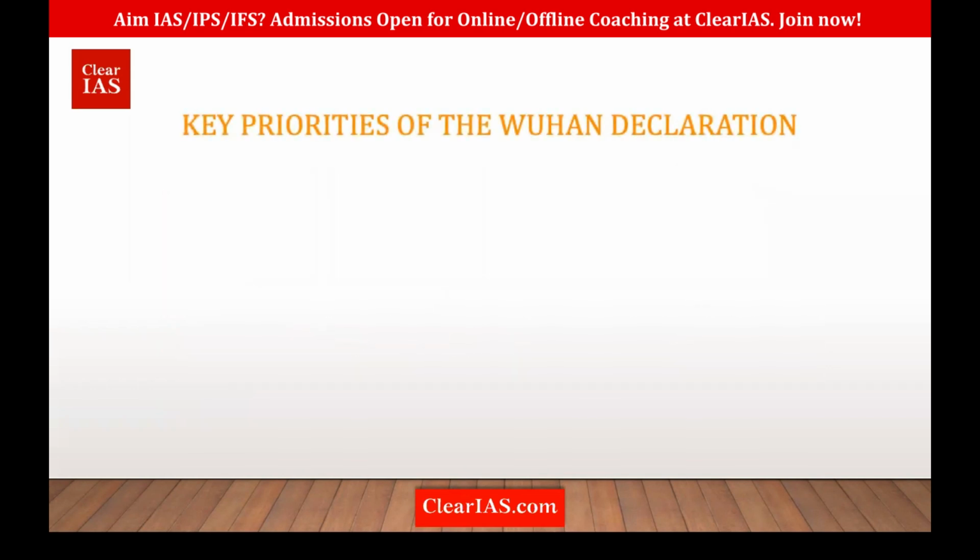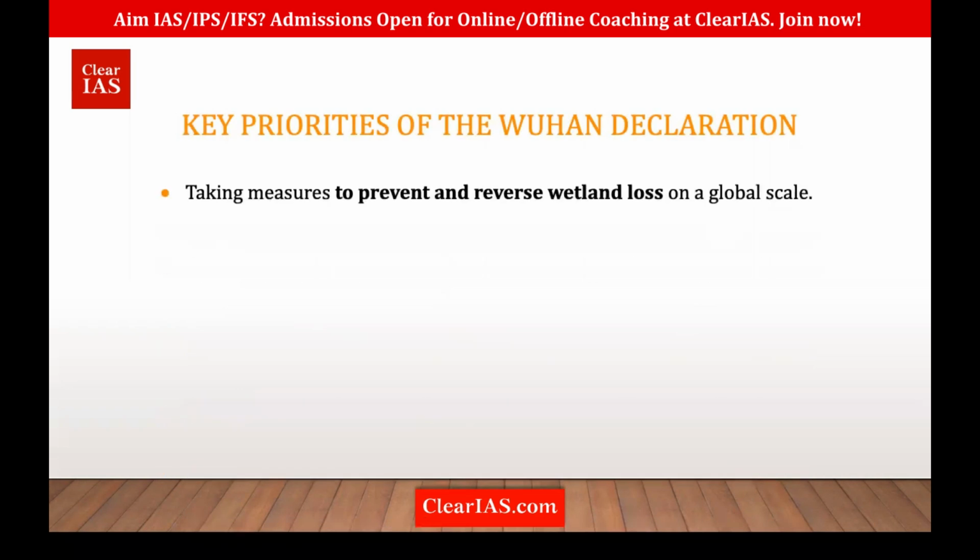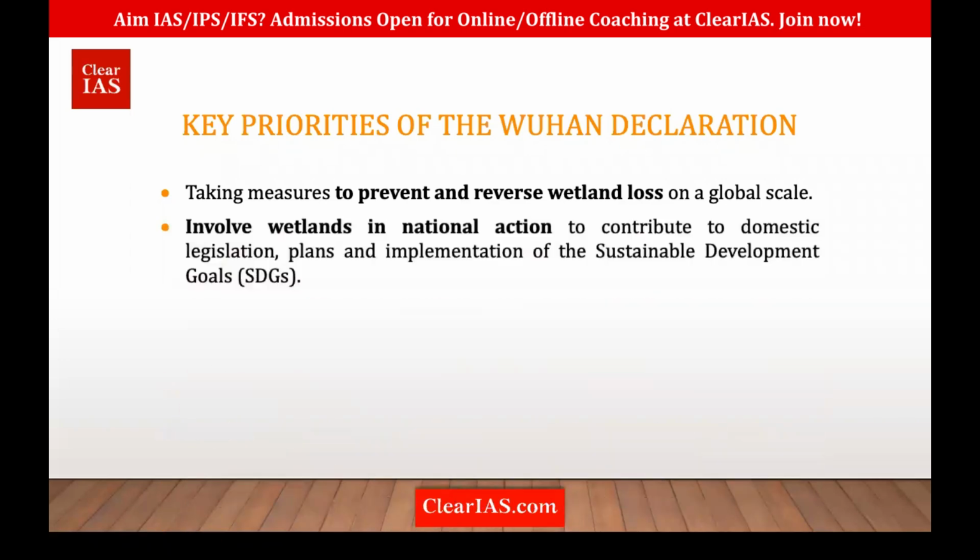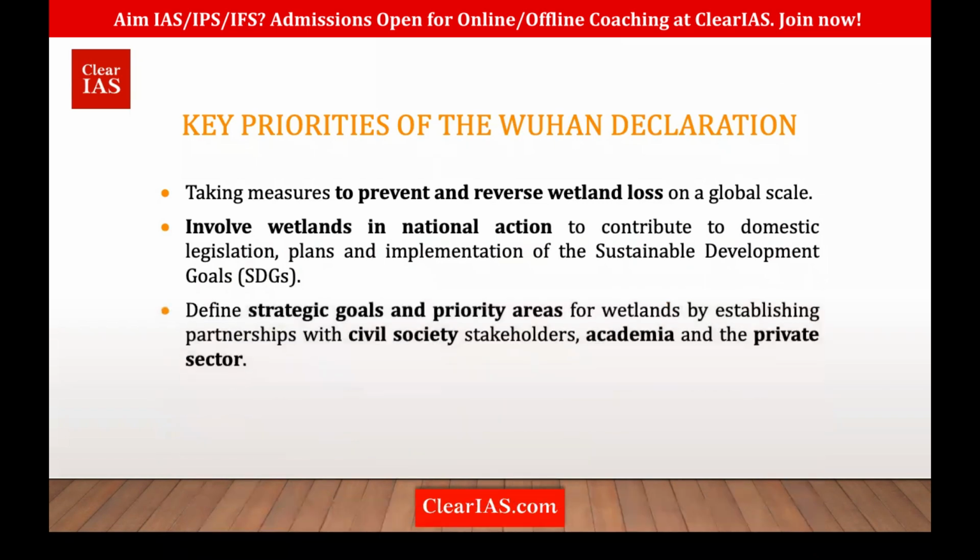Okay, and what are the key priority areas? Yes, they are trying to prevent and reverse wetland loss. So whenever there is a wetland loss, they are either trying to prevent it or reverse it. They are also including wetlands in the National Action Plan. Okay, so every country has to constitute national action plans for conservation of wetlands. That means they have to create laws and plans and also implement them in accordance with the sustainable development goals.